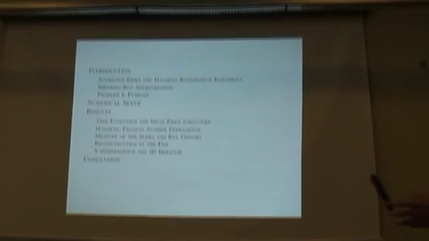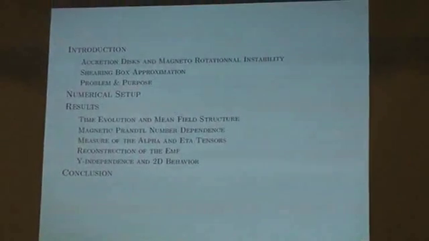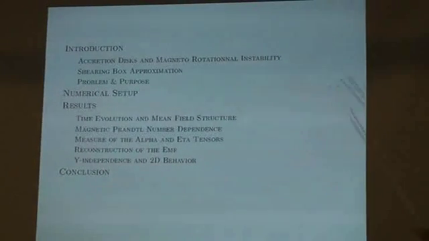So I will first give a small explanation of why turbulence is important in accretion disks and what the magnetorotational instability is. I will also explain what the shearing box is, and then explain my setup and give my results.